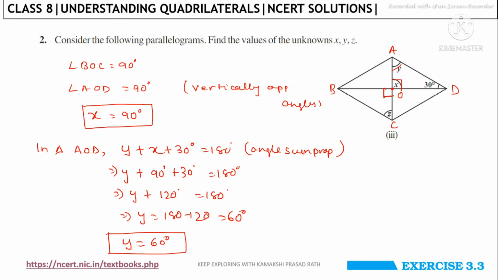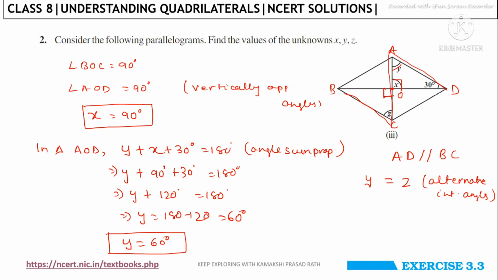The last one left out is Z. Now here, consider AD parallel to BC. Since the opposite sides of a parallelogram are parallel, AD is parallel to BC and AC is the transversal. You can see they are forming a Z shape. So when AC is the transversal, Y will be equal to Z. Those are called alternate interior angles.